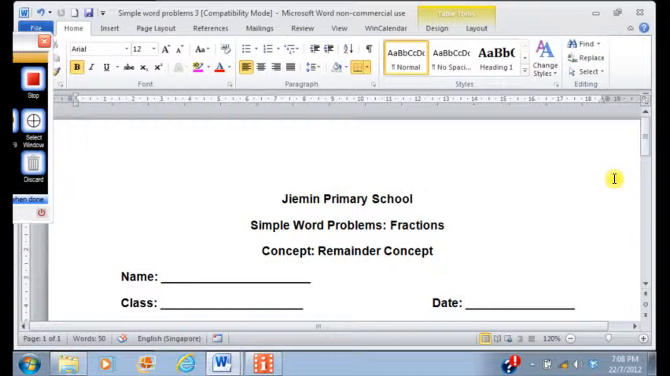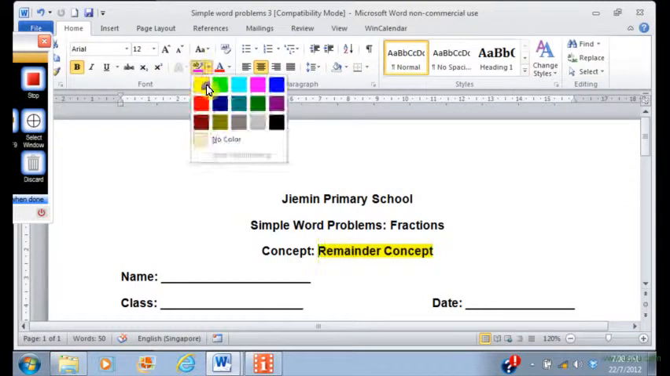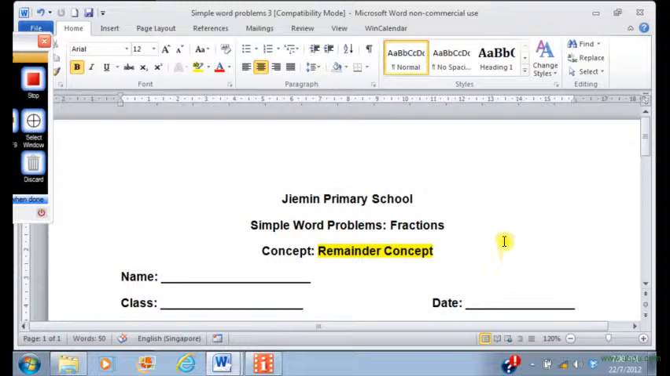Today we are going to focus on simple word problems on fractions. These fraction word problems have the word remainder, so we call this the remainder concept. You can take your highlighter and underline remainder concept.